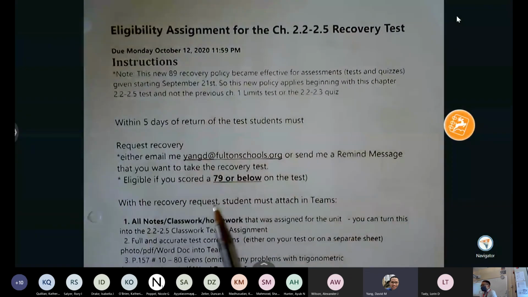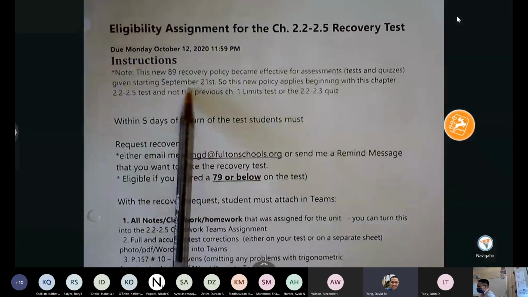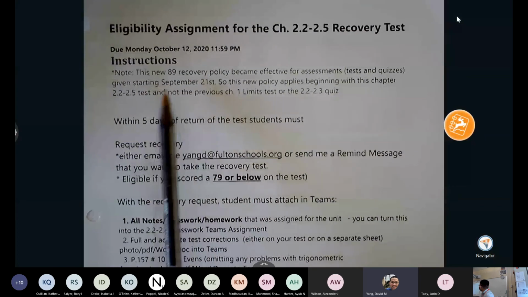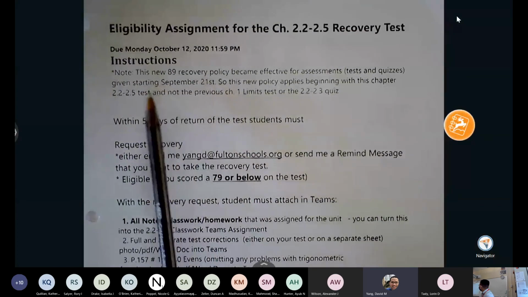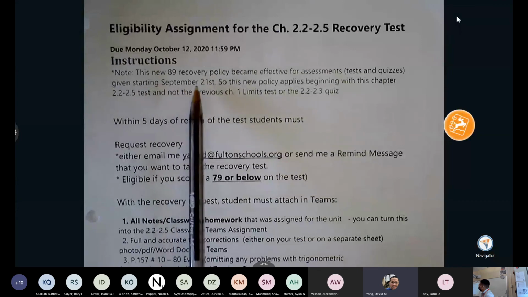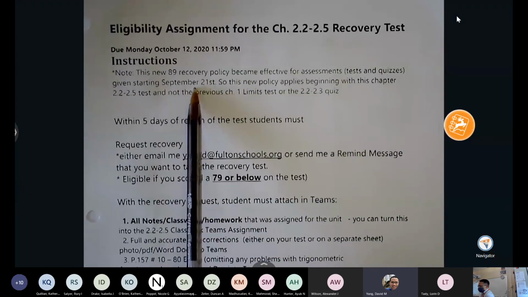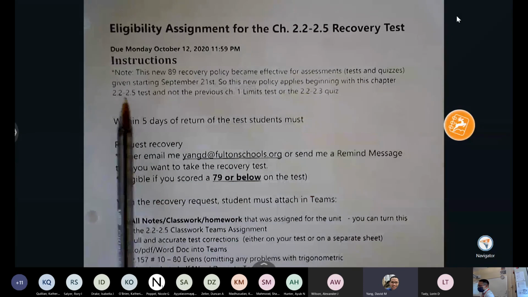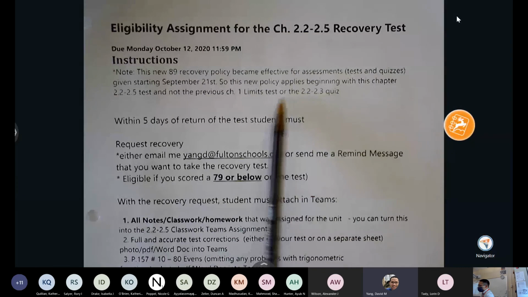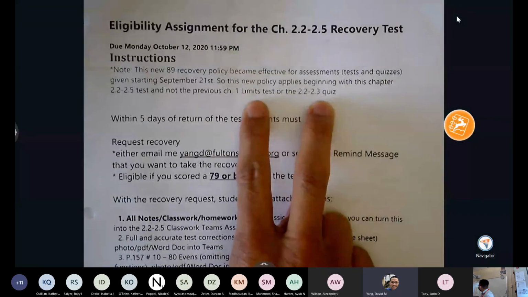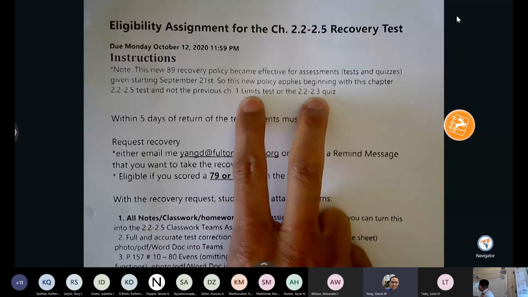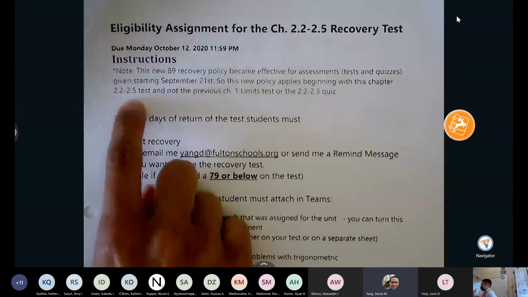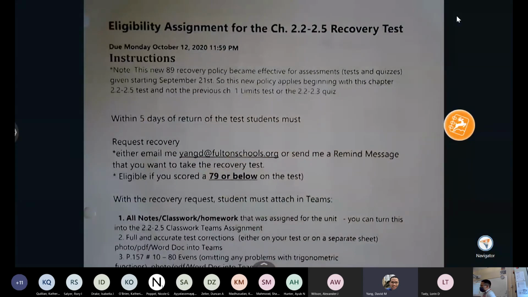This new 89 recovery policy became effective for assessments, so basically tests and quizzes, starting September 21st. This new policy applies with this recent 2.2, 2.5 test, but not the previous limits test or the 2.2, 2.3 quiz. For those, the maximum you can earn back is 70, but here and everything moving forward, you can earn back up to 89.